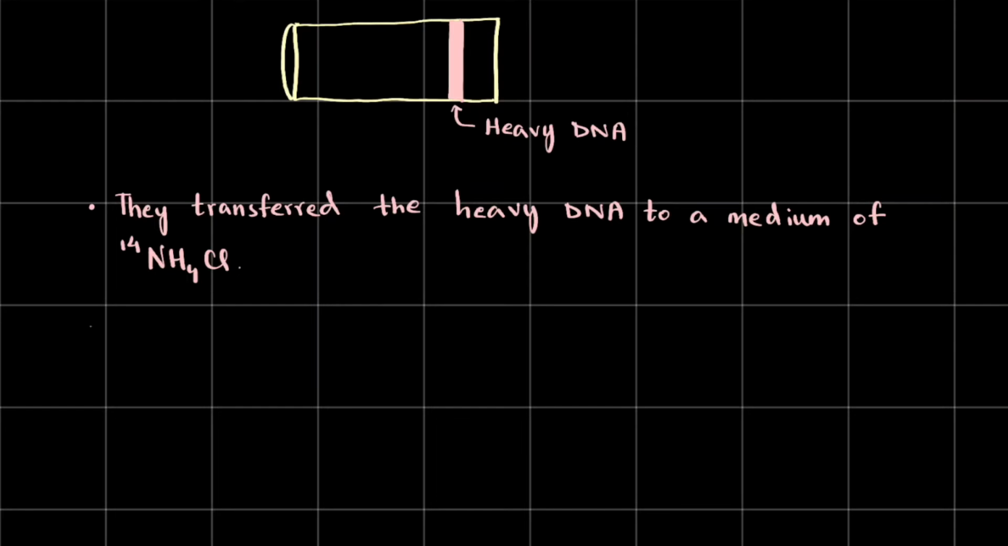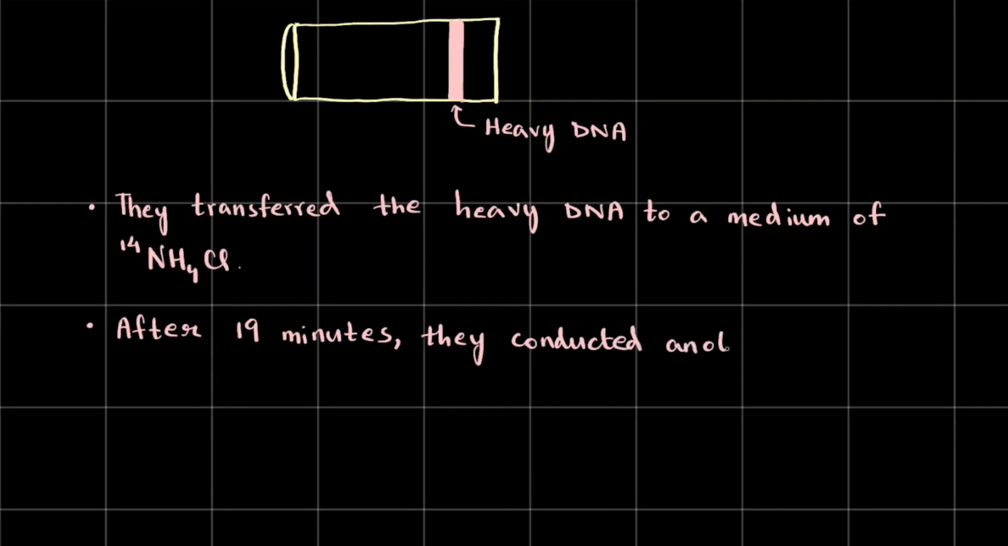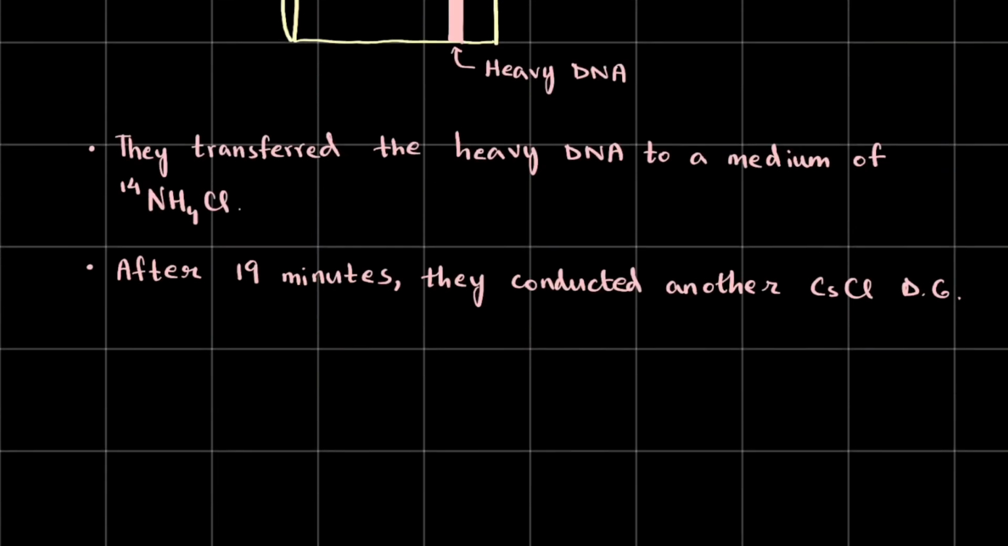Now, after 19 minutes, 19 minutes has a significance which I'll be talking about later. In some books, you may also see this written as 20 minutes, but 19 minutes is actually more accurate. After 19 minutes, they conducted another CSCl density gradient.